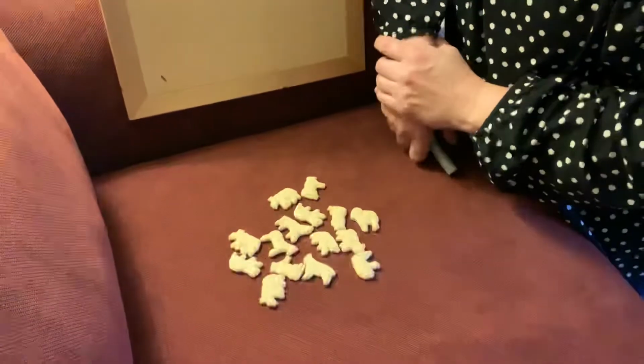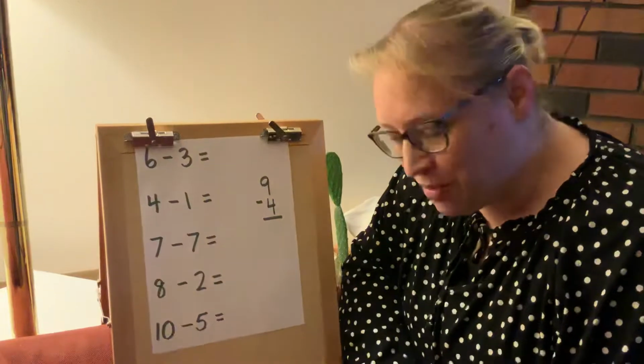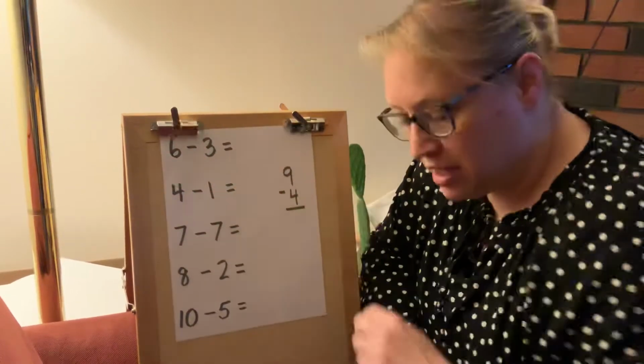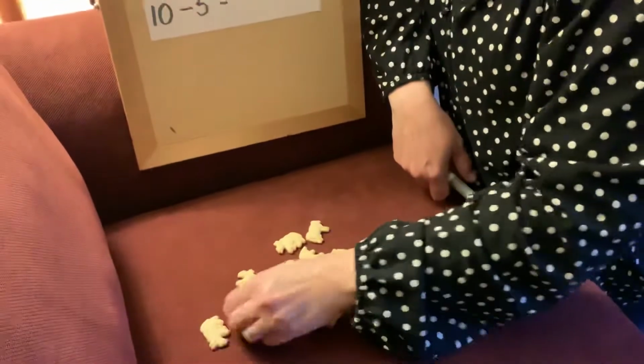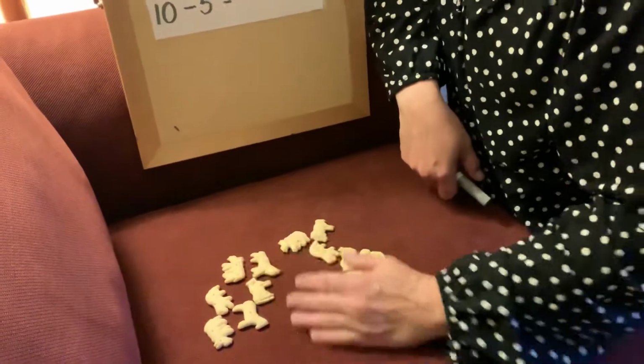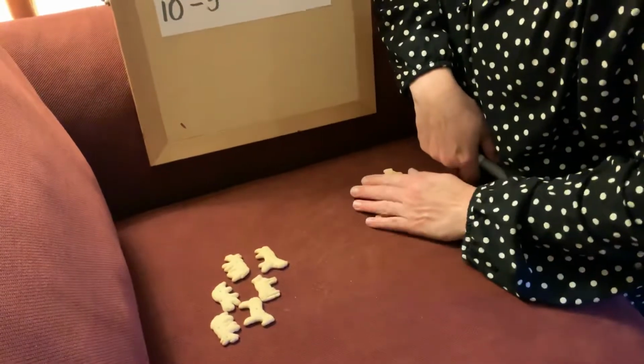And today, since it's zoo day, I thought that I would use some animal crackers. So let's start with that. I have a whole bunch of animal crackers. Let's see if we can use them to figure out 6 minus 3. So I'm going to put 6 animal crackers over here. Then I'm going to put the rest of these off to the side so I don't get mixed up, okay?